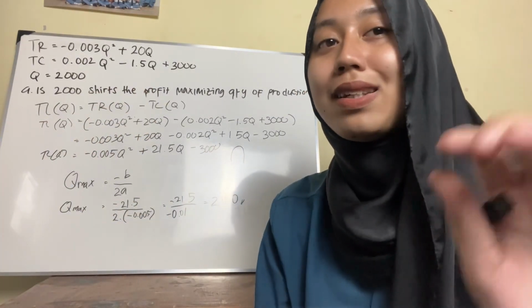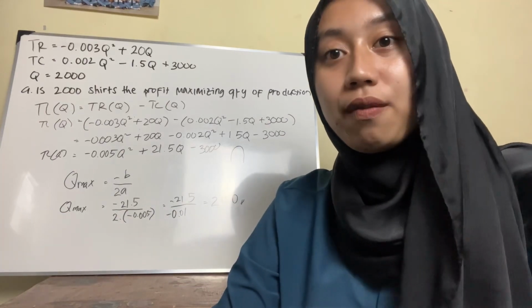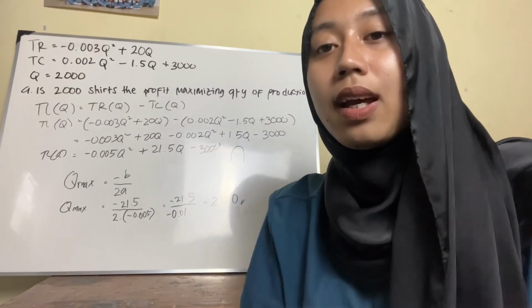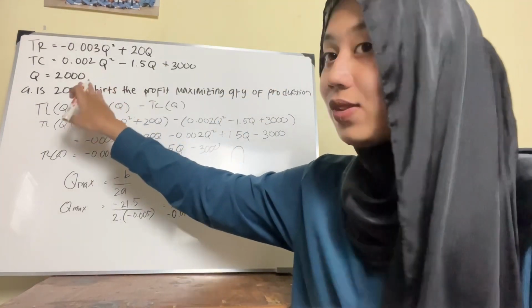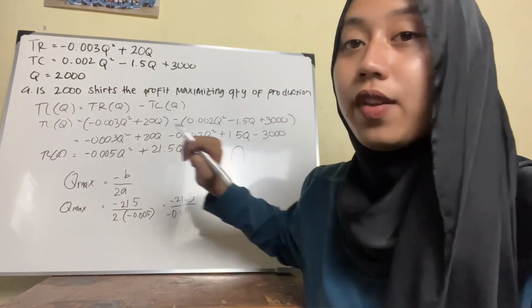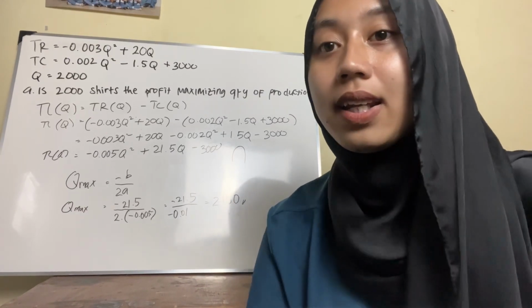So 2,000 shirts is not the profit maximizing quantity, and the company should increase production from 2,000 to 2,150 to maximize profit. Okay, next question.